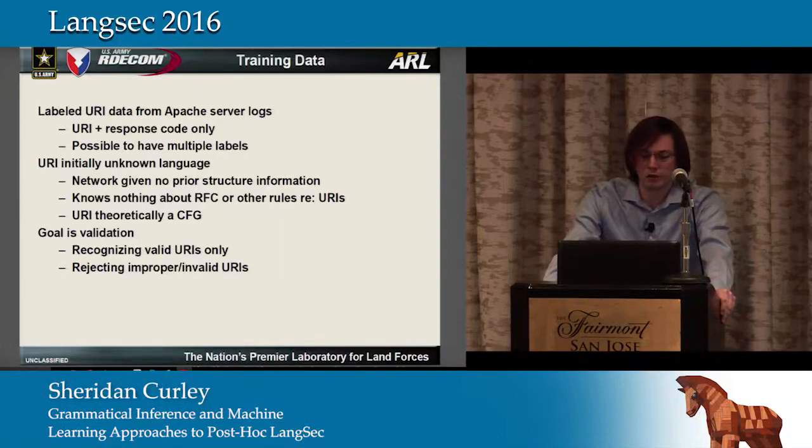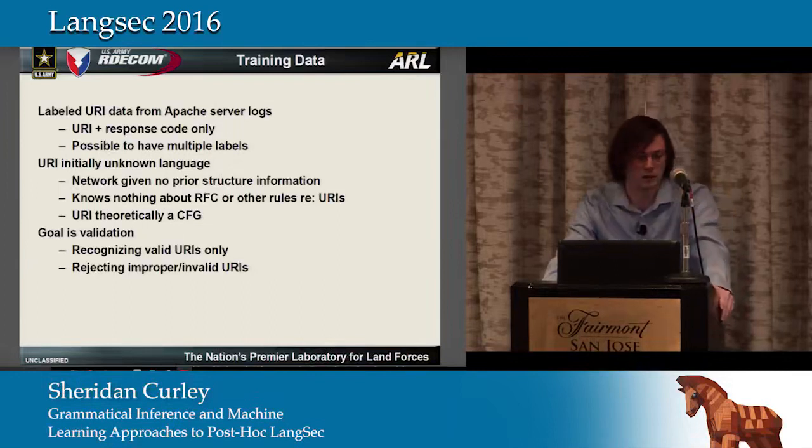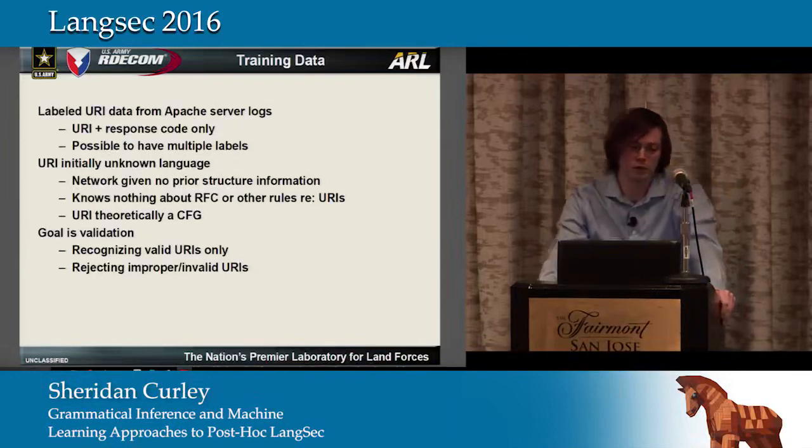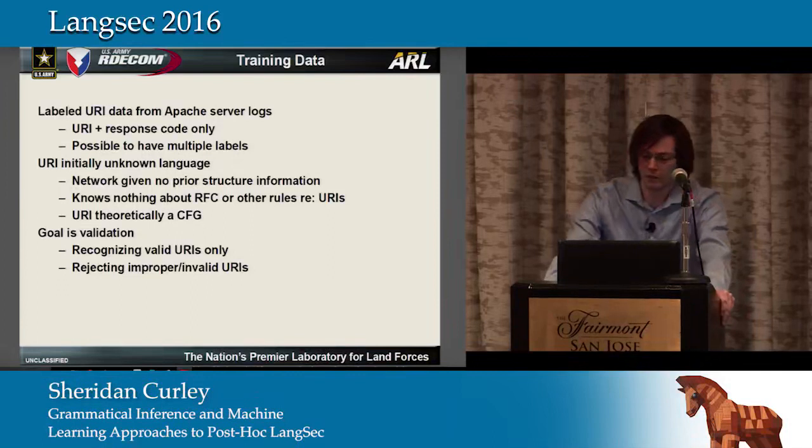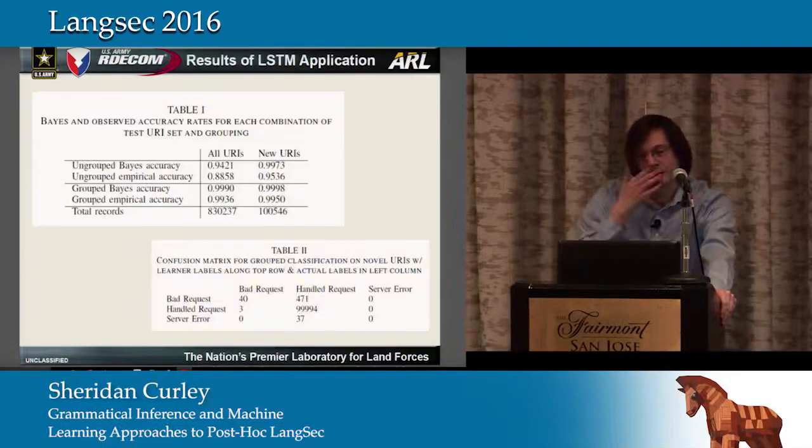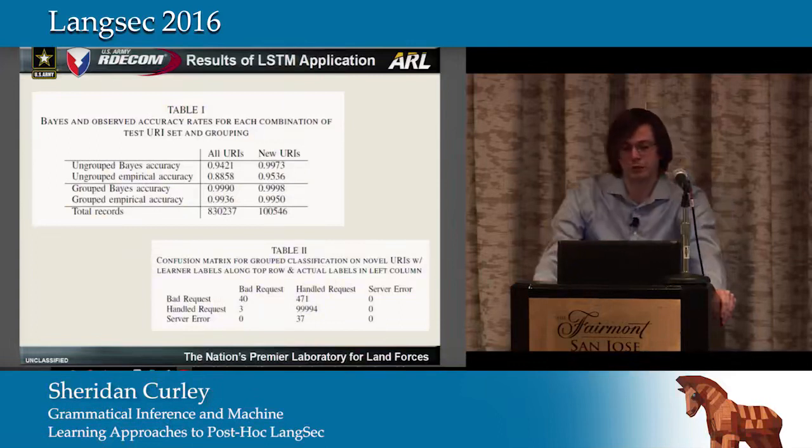Our goal here is validation. So we would like to recognize only valid URIs so that if someone tries to send an invalid URI or attach something to it that shouldn't be in a URI, it rejects it. But otherwise, we also don't want to reject perfectly reasonable URIs. So here's the results. The first one is the table.